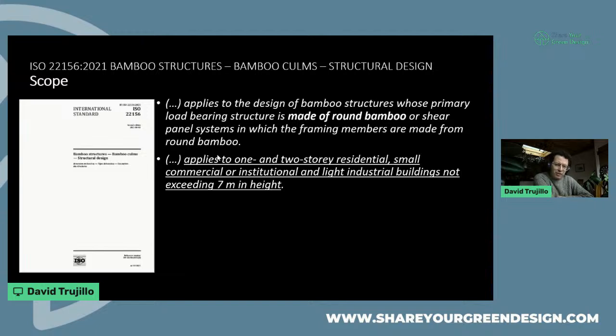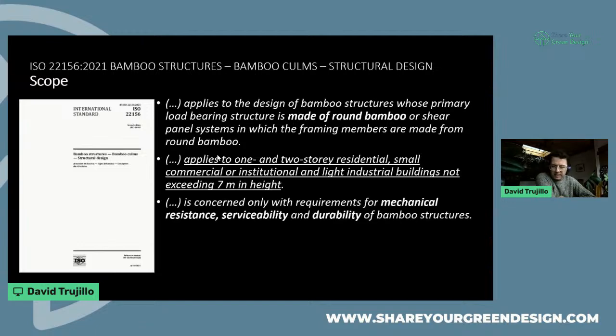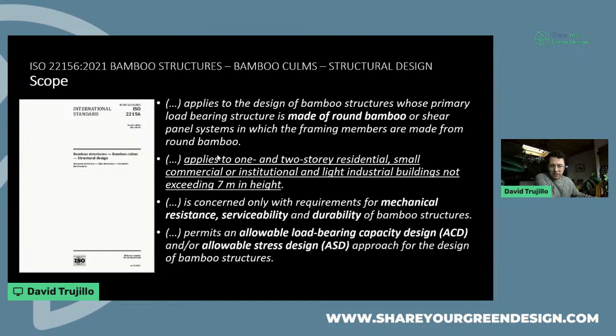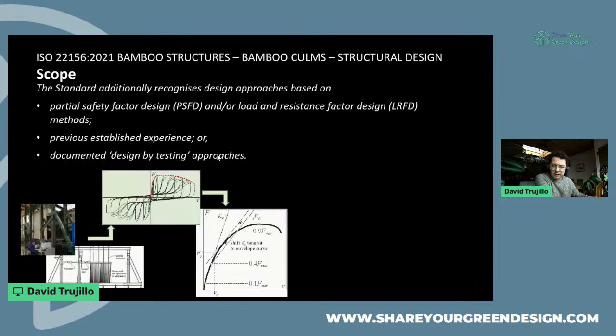Why have we been so strict about height, particularly the 2-story building? Because we're worried about the fire thing. And I can elaborate a bit more on that later on. We only cover mechanical resistance, serviceability, and durability of bamboo structures. And we allow people to use different approaches of design. We can use partial safety factors or allowable stress. It permits something that we inherited from an earlier version of the standard, which is something called design based on previous established experience, which is we allow for the use of traditional bamboo techniques, provided that you meet certain rules about them, or design assisted by testing.